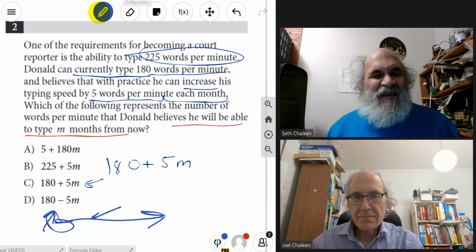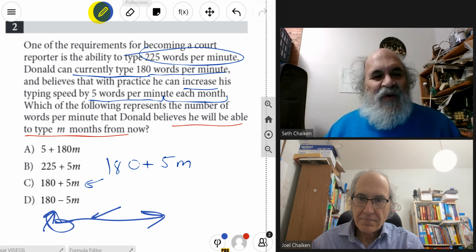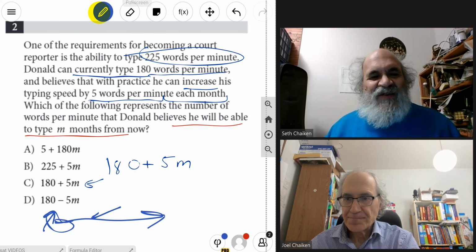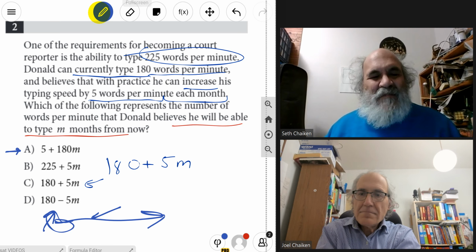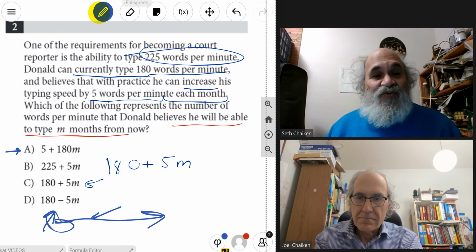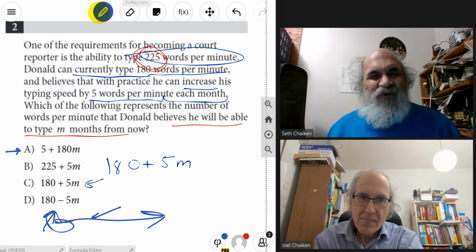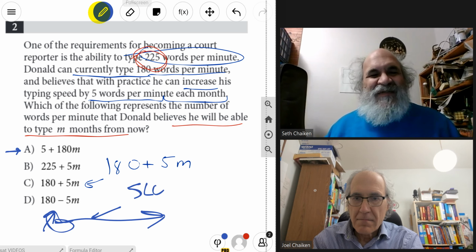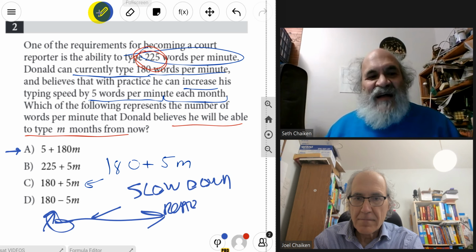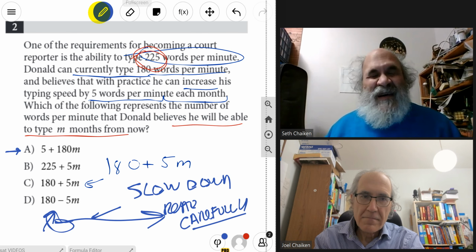Well, anyway, there's this distractor where they interchange the 5 and the 180. And there's this distractor where the rate is correct, but the constant is the 225 that they gave up here. That's irrelevant to the question. So someone who read it too quickly will just pick this one. They see that the question involves a rate of 5, and take the constant plus a rate times time. But you have to read it carefully.